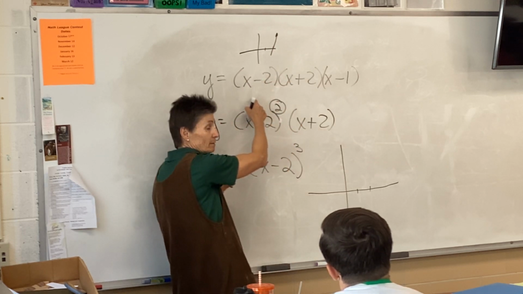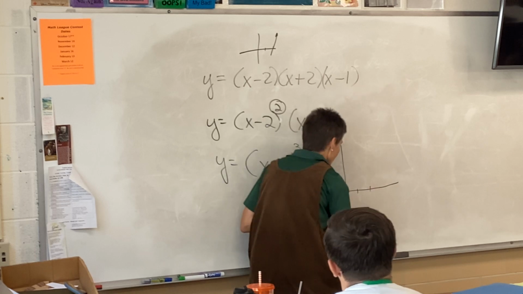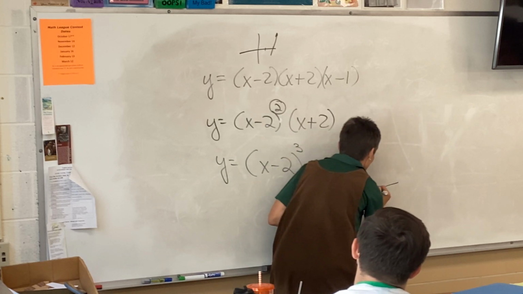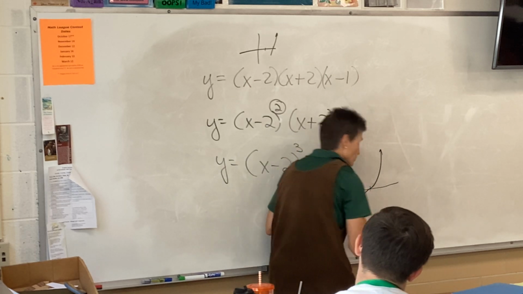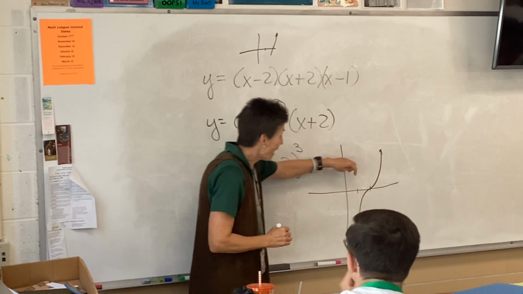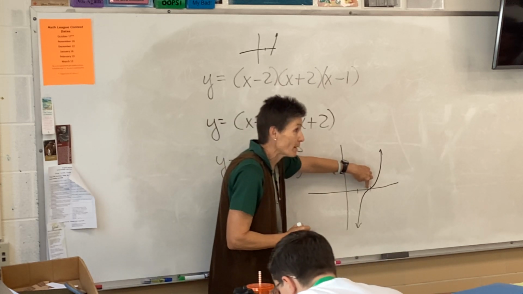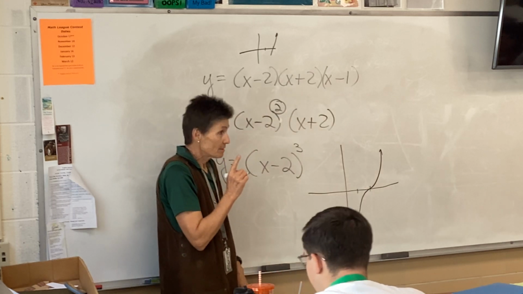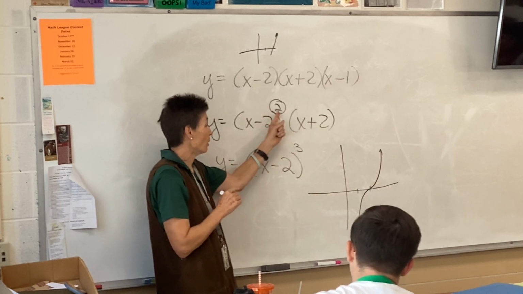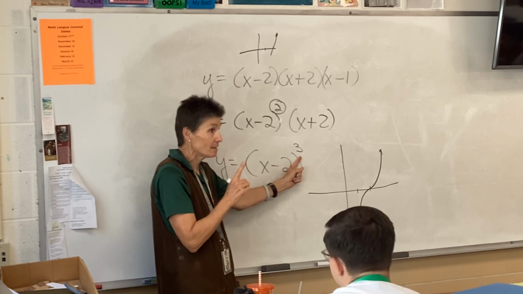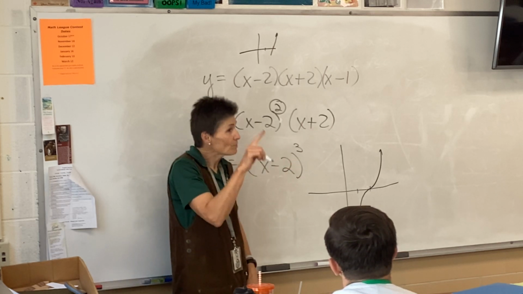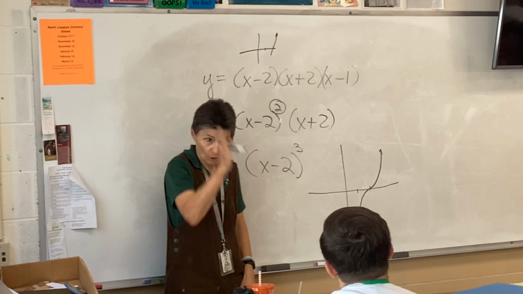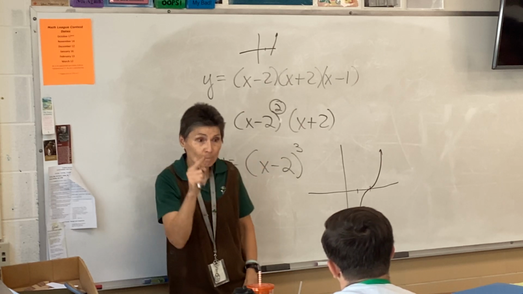Then we do this one. Here, it goes through 2, but it squiggles its way through 2. That is kind of like a point of inflection right there. An odd degree factor. So if the multiplicity is odd, the curve's going to go through the axis, but it's not going to go straight through, it's going to squiggle through.